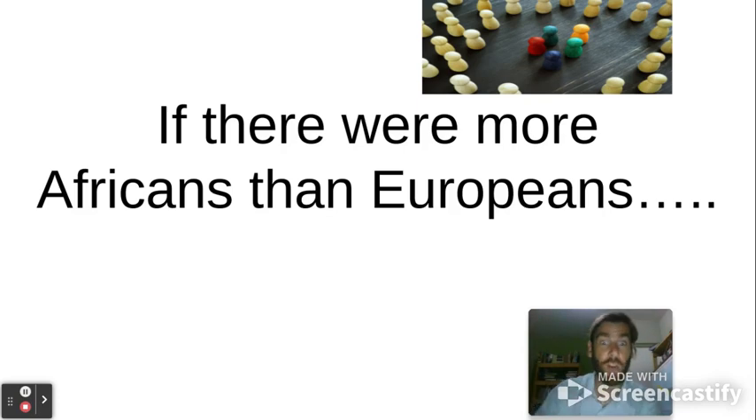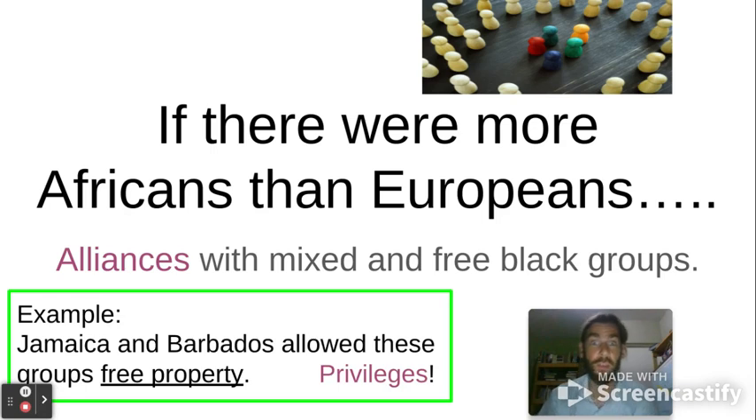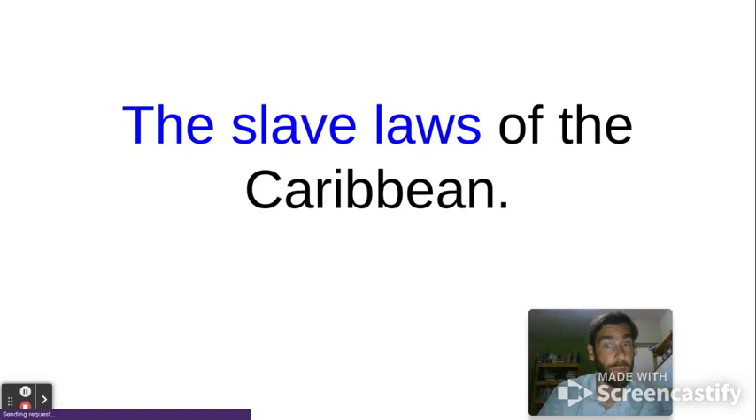Okay, and we also talked about whether there were more Africans or Europeans; the white dots are the Africans, and the colored ones the Europeans in this image. If there were more Africans, how did the Europeans control the Africans? Well, they used, for instance, alliances with mixed and free black groups. Example, in Jamaica, the mixed and free black groups got privilege, a very important word, and that privilege was they got free property. And that free property means they got privileges.